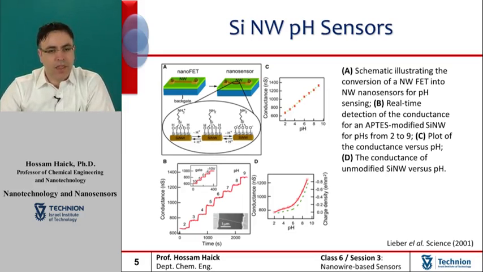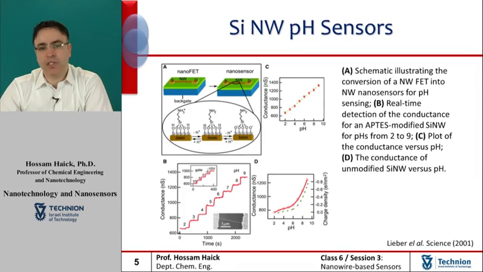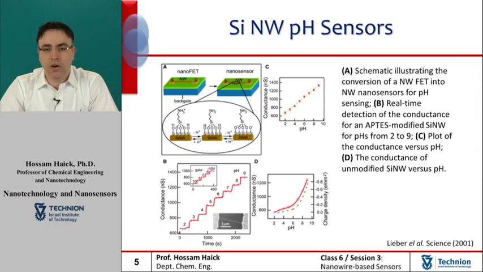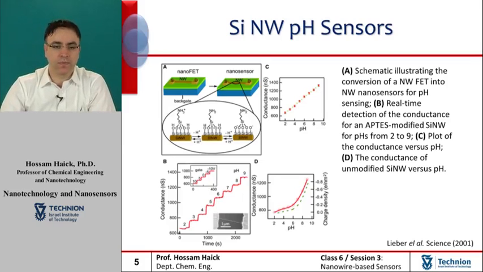In addition, the conductance is constant for a given pH. A typical plot of the conductance versus pH shows that this pH dependence is linear over the pH range between 2 and 9, and this could, of course, be seen in panel C on the screen.